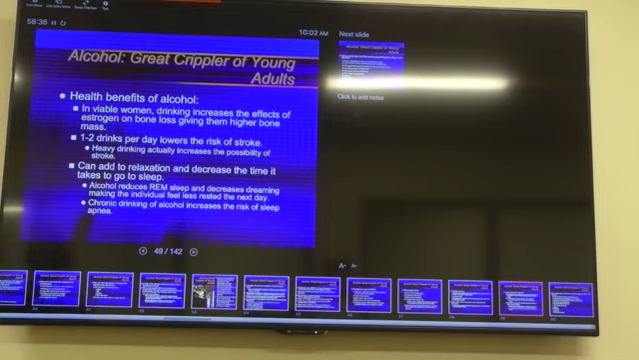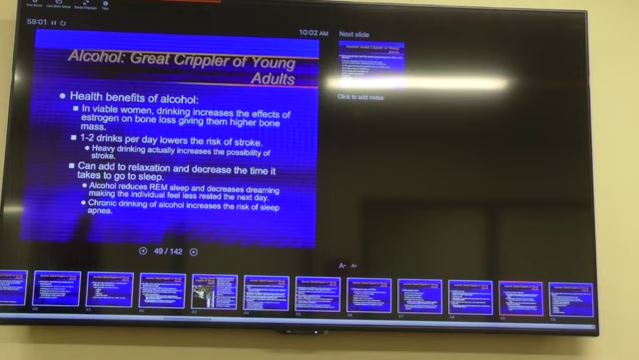It can add to relaxation and decrease the time it takes to go to sleep. Alcohol reduces REM sleep and decreases dreaming, making the individual feel less rested the next day. And of course, this is what was happening after Vietnam. A lot of guys were going back. They hadn't used heavy drugs when they were overseas. When they came back, they started drinking because they were having bad dreams. And of course, this is what happened to them.